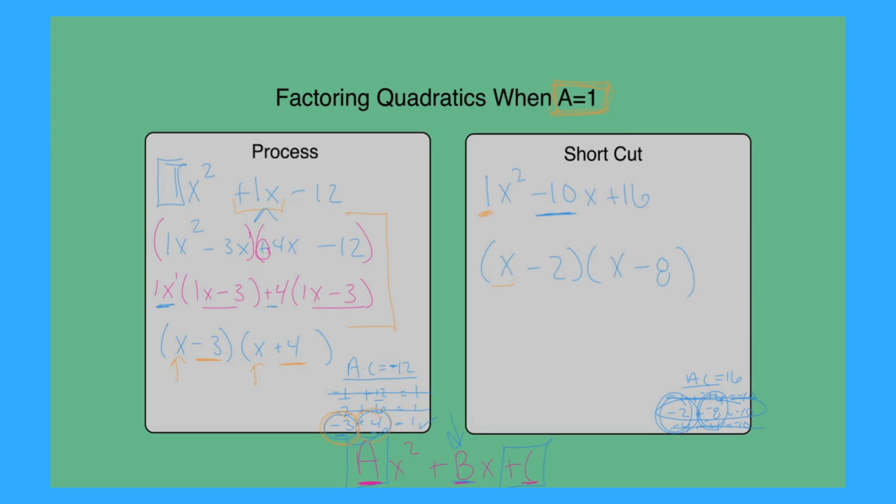So again, you take your variable, always goes first, and then these are going to be the two numbers that you found. We found -2 and -8. So we can see how those go right into the factors.